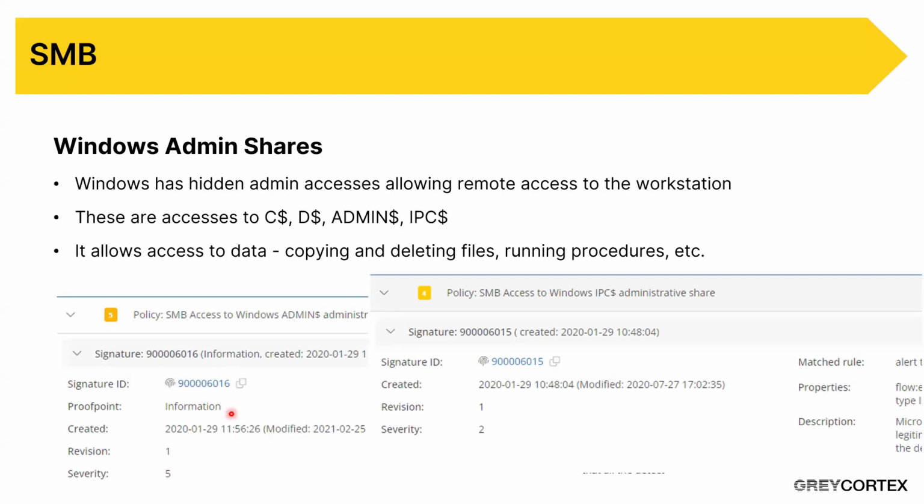So it can allow everything, of course, like data copying, deleting files, running procedures, and that kind of things. So it's good to know if people will misuse that part, if there is strange behavior there on that part in the network.